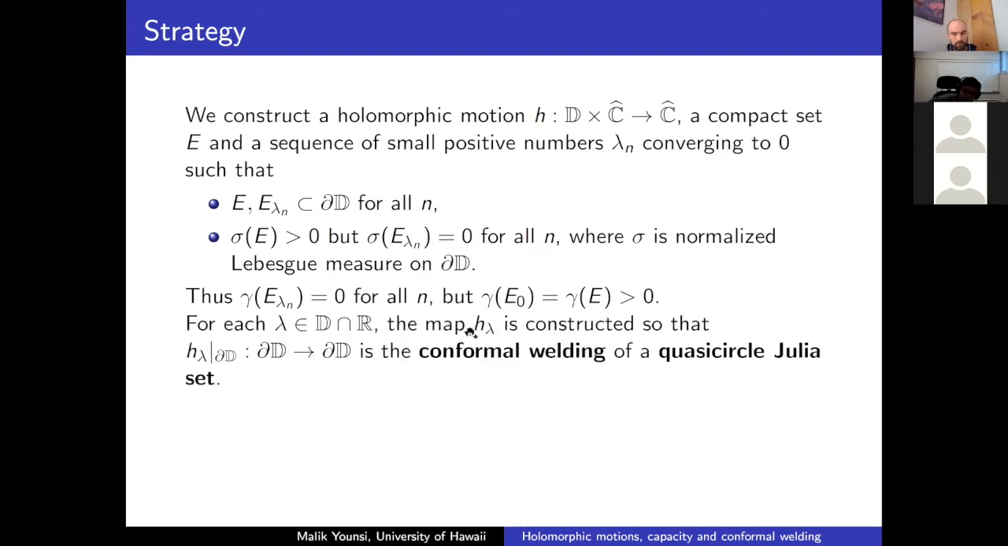Well, I'm going to construct the holomorphic motion so that the restriction of each h lambda to the unit circle is what we call a conformal welding. It will be the conformal welding homeomorphism of some quasicircle Julia sets.